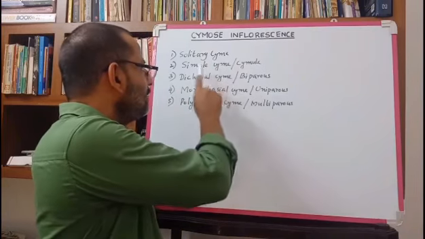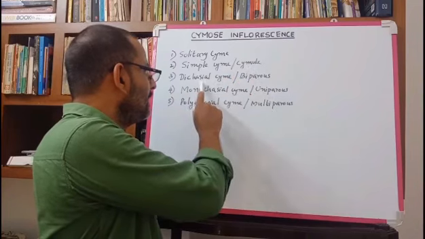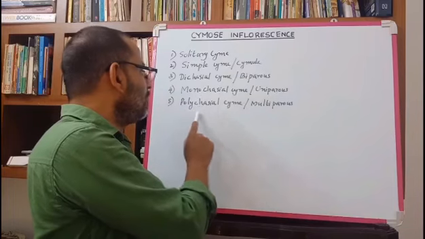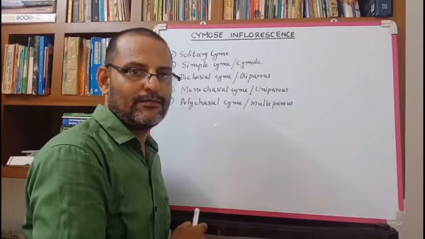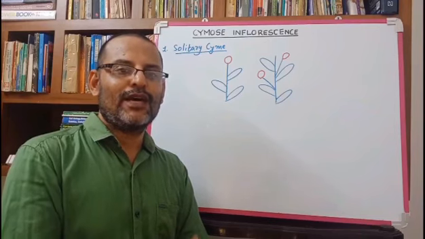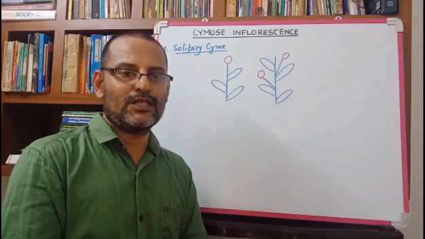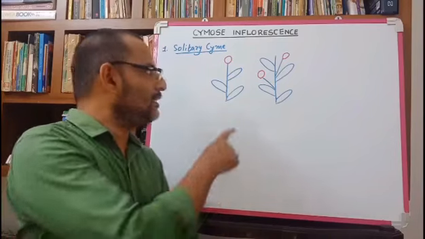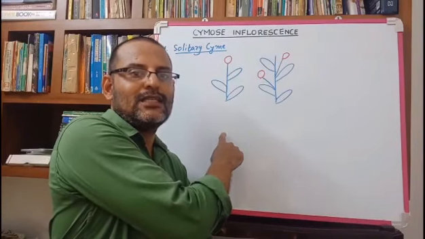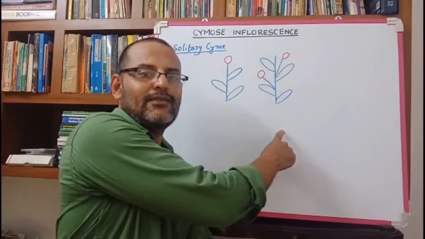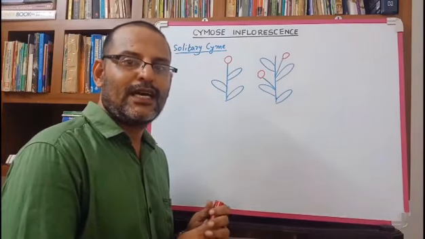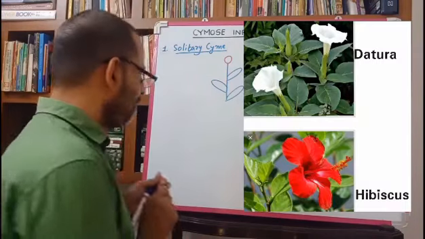They are solitary cyme, simple cyme or cymule, dicacial cyme or biparous cyme, monocacial cyme or uniparous cyme, polycacial cyme or multiparous cyme. Solitary cyme. This is the simplest type of cymose inflorescence where only one flower is present. The flower may be either terminal or may be axillary. The first one is known as terminal solitary cyme and the second one is known as axillary solitary cyme. This type of inflorescence is seen in hibiscus and datura.